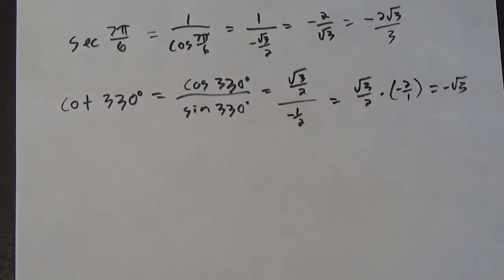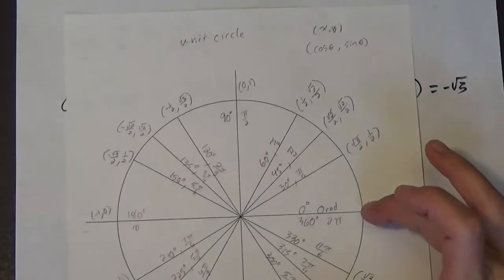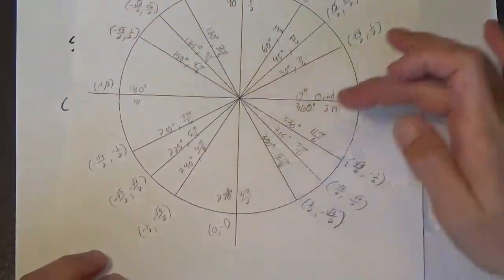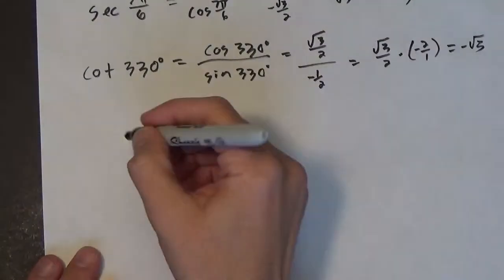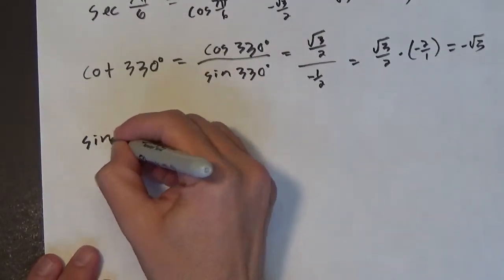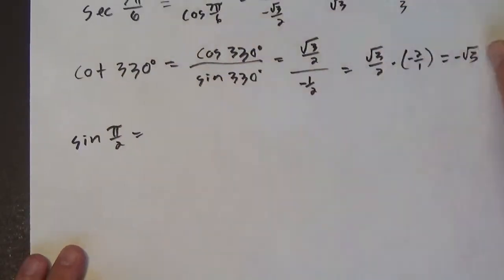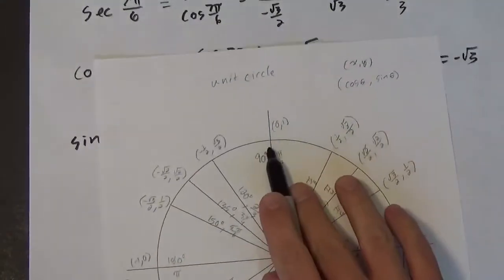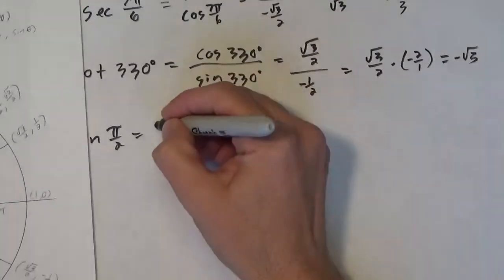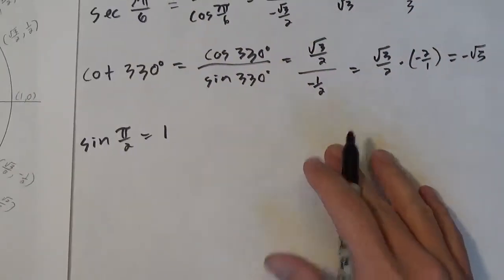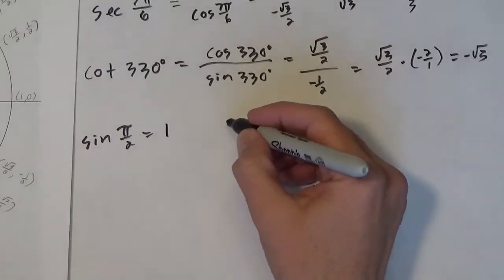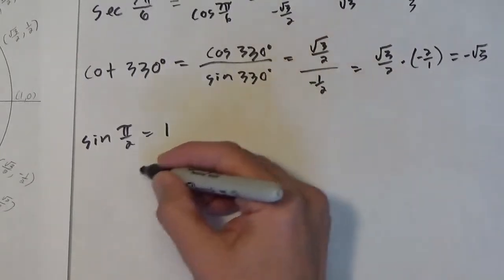Okay, so let's do a couple more problems based on these major points here. So for example, if you are asked for what is the sine of pi over 2, well, you go to pi over 2 and the sine is just 1. That's easy enough. Now there are these cases where, what if we had the cosecant?